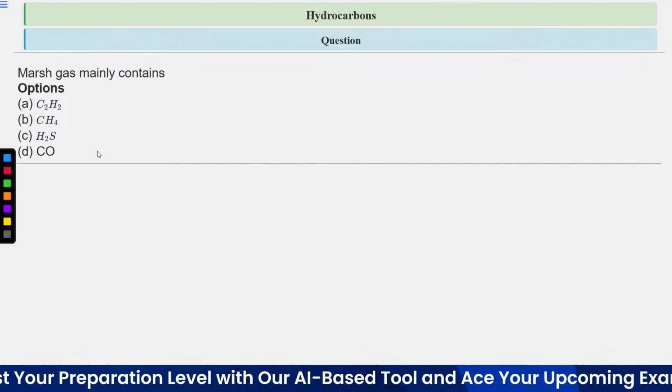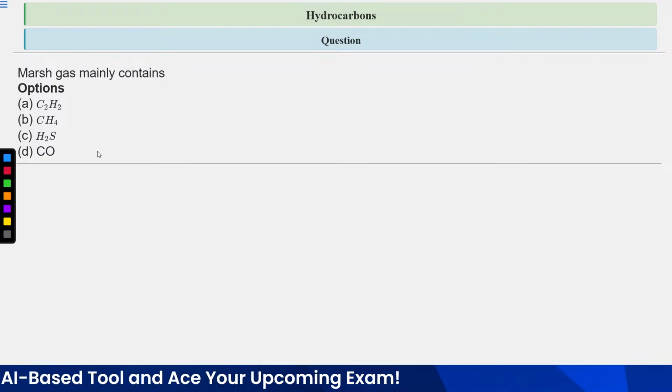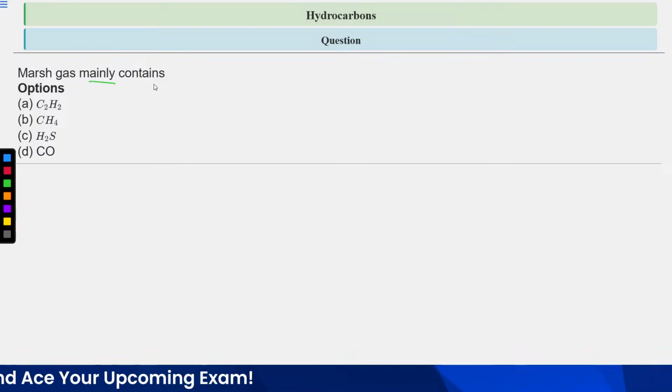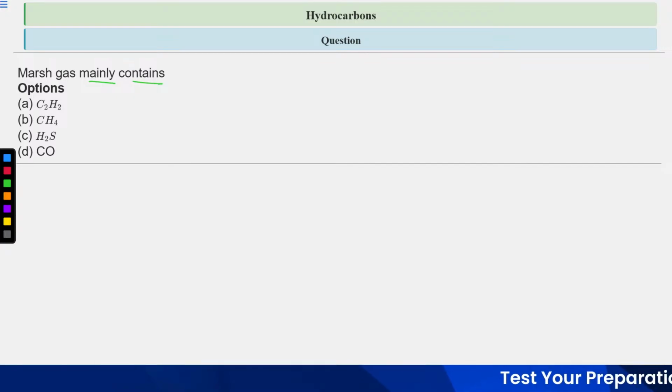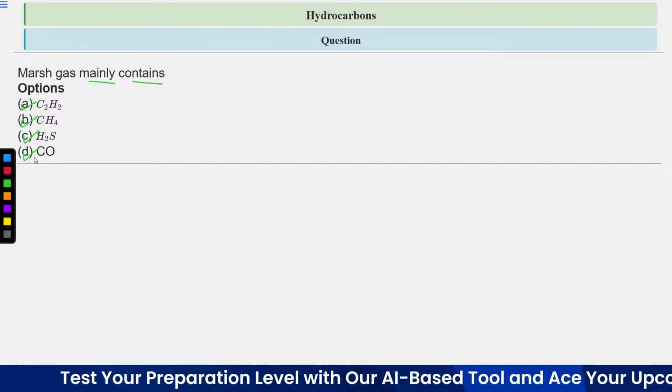Marsh gas mainly contains what? So you have to tell about the marsh gas constituents from the given options. The options are C2H2, CH4, H2S, or CO.